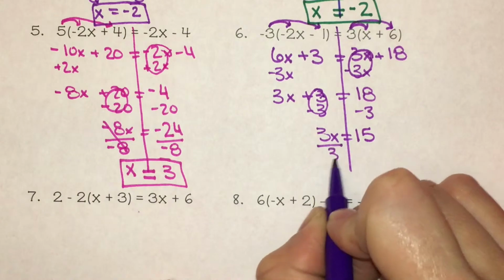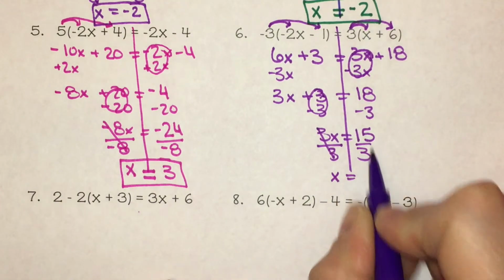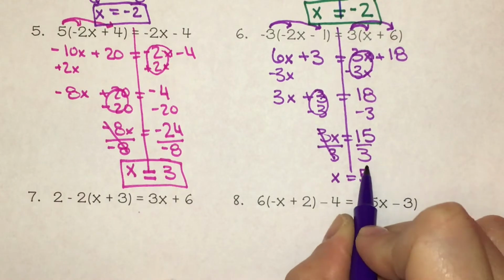I'm going to divide both sides by 3. 3 divided by 3 is 1. So x is equal to 5. 15 divided by 3 is 5.